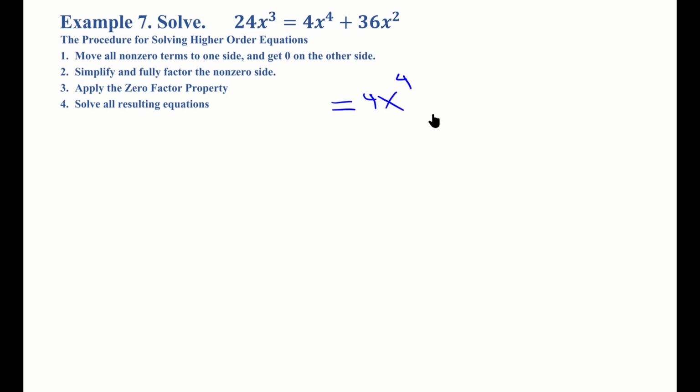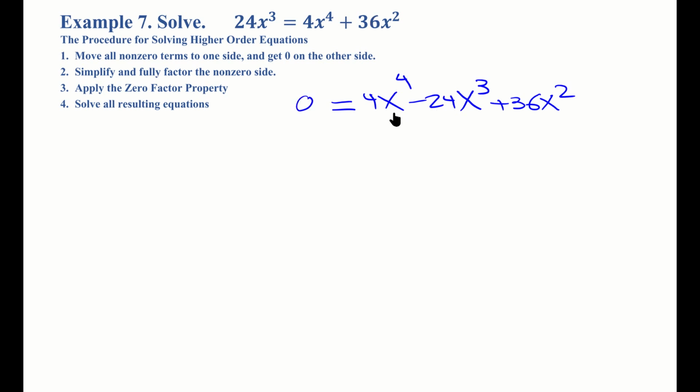Notice that x cubed should come before x squared if you're going to write them in descending order to make factoring easier. So that's what we're going to do. We're going to write -24x cubed next, and then plus 36x squared. And of course, since what we have done is we have subtracted -24x cubed from both sides, that's going to leave us 0 on this side.